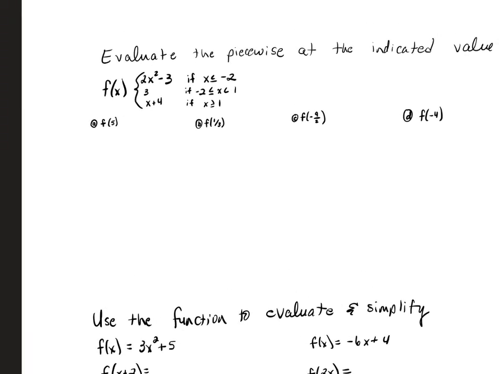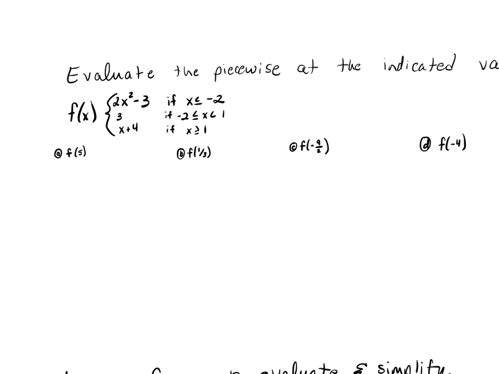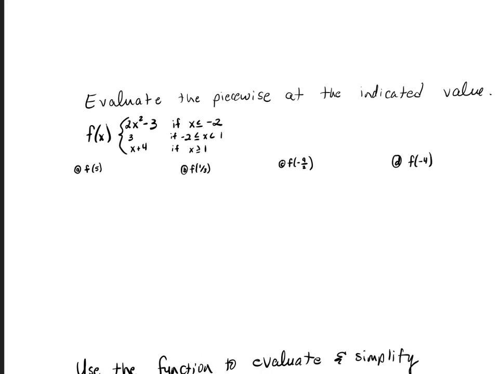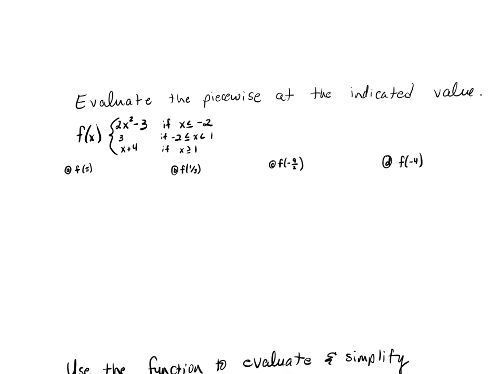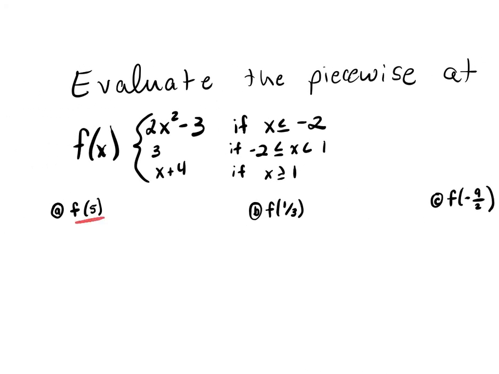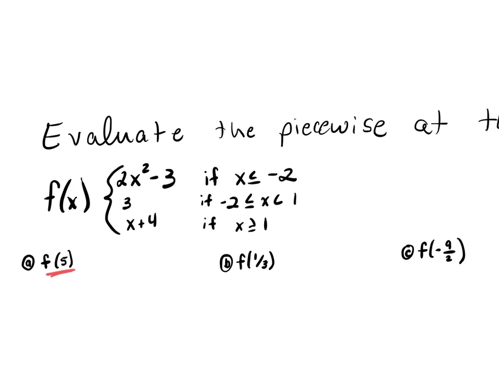All right, let's look here. I want to talk about some of these ones that you guys are going to see on the evaluating part for the second part of your homework. If they give you a piecewise function, it says to evaluate the piecewise at the indicated value. Remember, you don't plug numbers in first and then see where it fits. You first look at the parameter. If I'm going to plug in 5, where does 5 fall? Is it the first expression, the second expression, or the third expression?